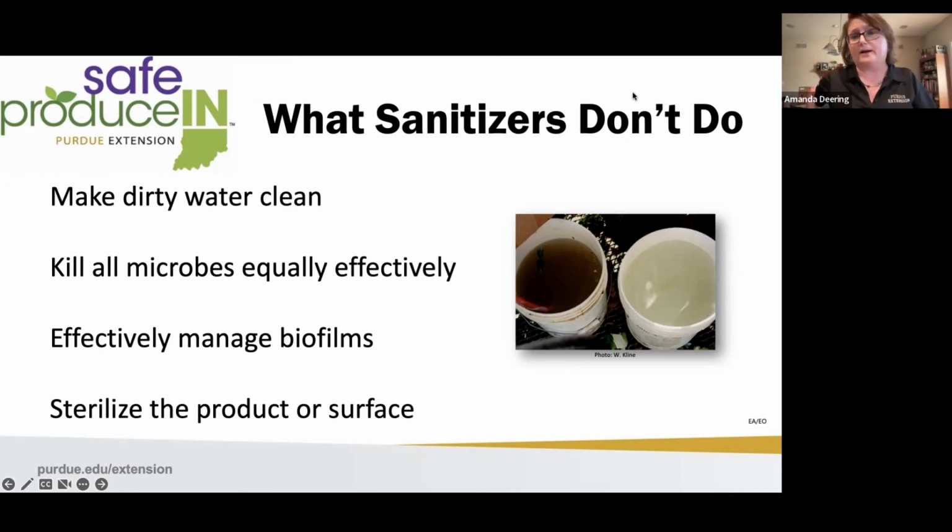And they don't sterilize a product or surface. That means they're not going to kill everything that's there, but they're going to kill a majority. Typically most of these sanitizers that we work with kill about 99% of bacteria, which is still good. But if you go back to thinking about the 17 billion cells that we talked about before, 1% of 17 billion is still quite a bit, right? So we just want to keep that in mind.